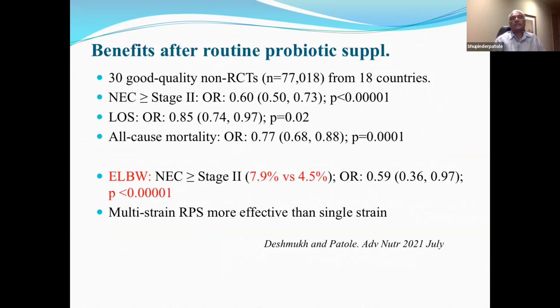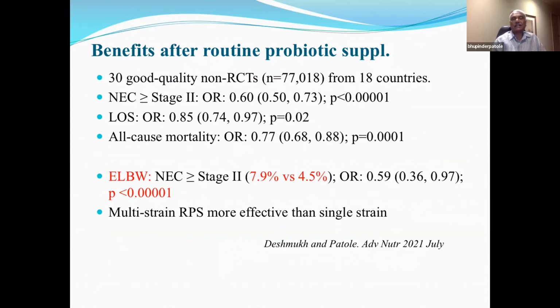These are the 30 studies from 18 different countries, 77,000 babies in that meta-analysis, and we have shown that even in routine use, probiotics have the same effect on NEC, late-onset sepsis and all-cause mortality. Those are p-values that you would see only once in a while in clinical research.